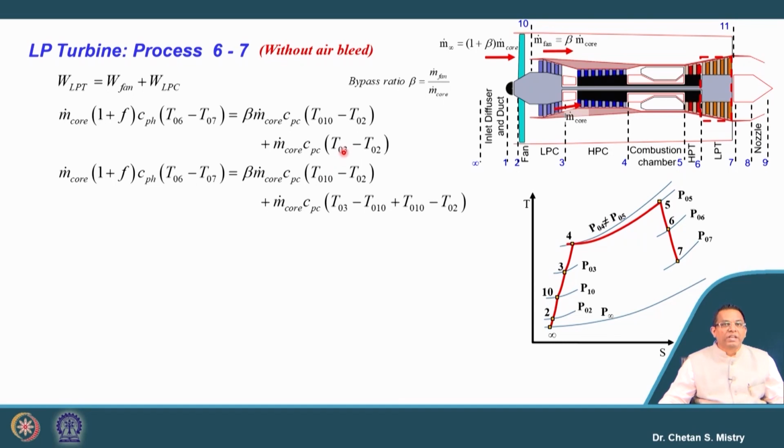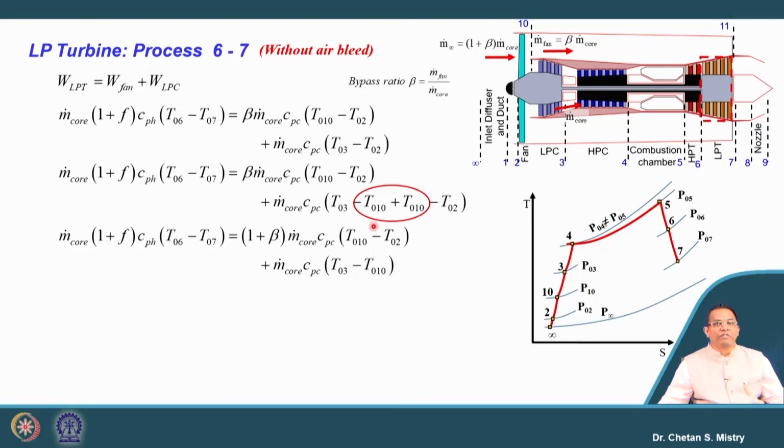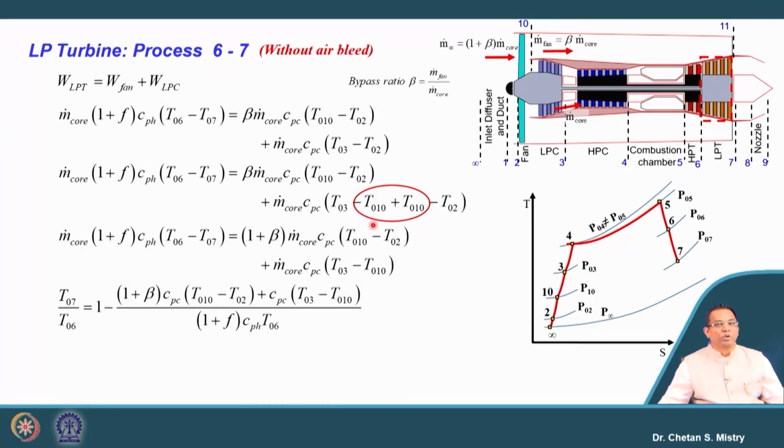So, here in this case, let me write down this equation as, say, T03 minus T02. I am writing this equation in terms of, say, adding and subtracting T010. I am doing this purposefully. When we are doing this, the formulation will be changing here, so be careful about this formula change. Okay. So, if we write this equation, based on that we can calculate what will be our exit temperature from the LP turbine.